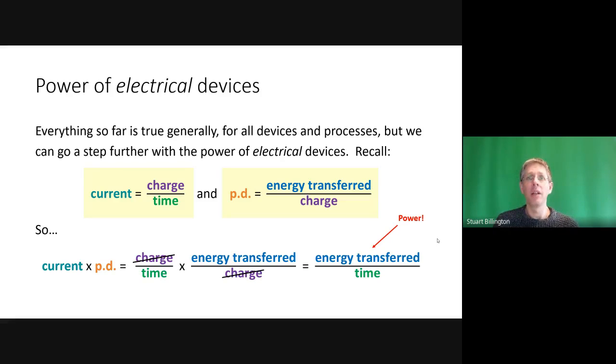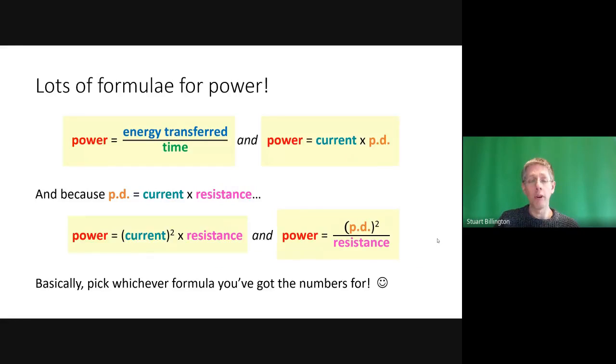So, yes, power's lovely to have a really formal definition, energy transferred divided by time, but actually, we don't really have an energy transferred measuring device, remember. We much prefer to base our definitions or base our formulae in quantities that we can actually measure easily. And so we end up with the formula that yes, power equals energy transferred divided by time, but actually that's exactly the same as current times potential difference for electrical devices.